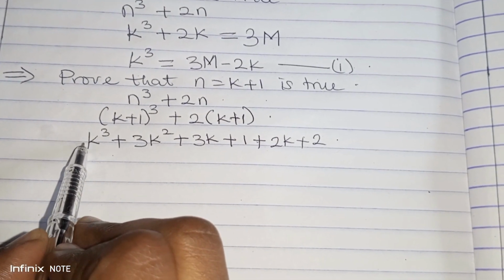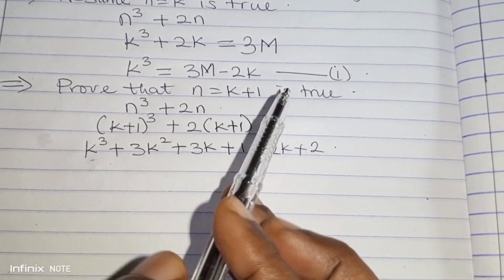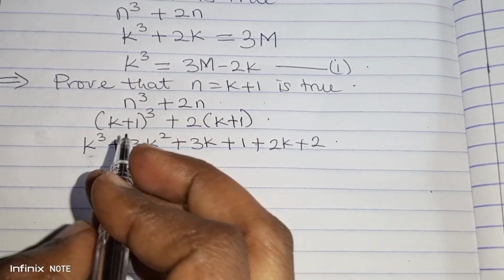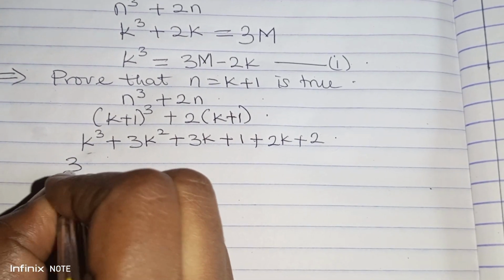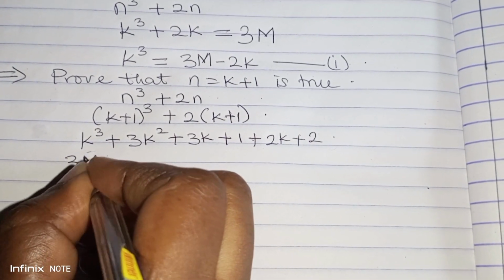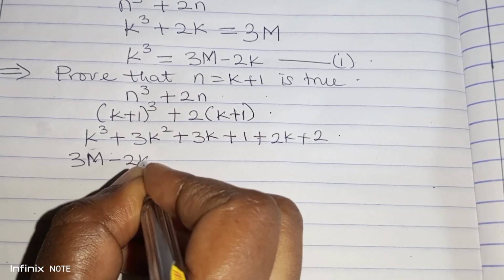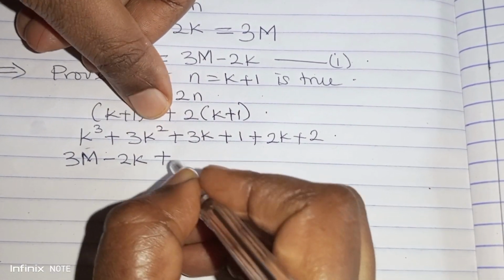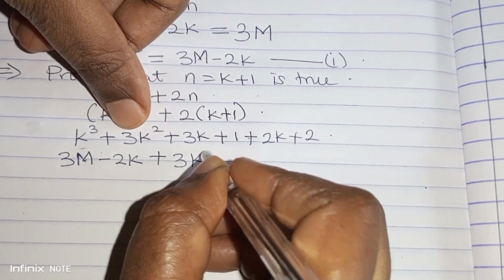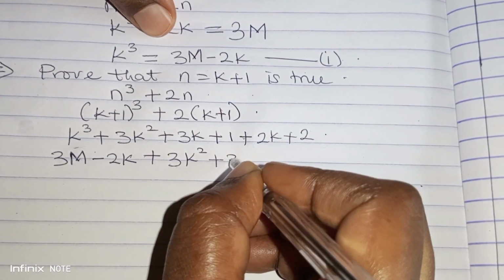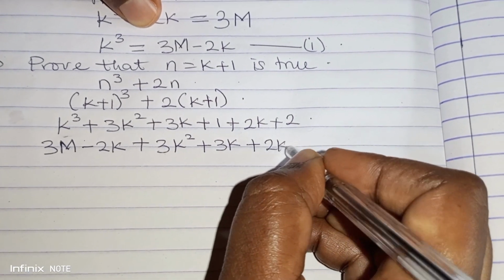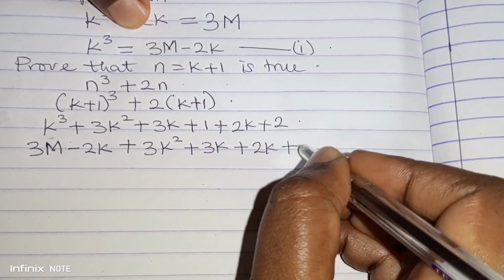Anywhere I see k raised to power 3, I'm putting 3m minus 2k from equation 1. So I have 3m minus 2k. That is for k raised to power 3. So continue. I have 3k squared plus 3k plus 2k. Then 1 plus 2 plus 3.